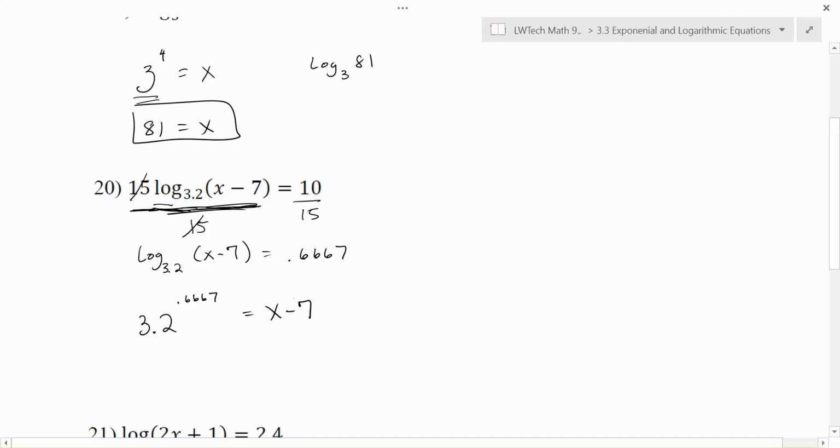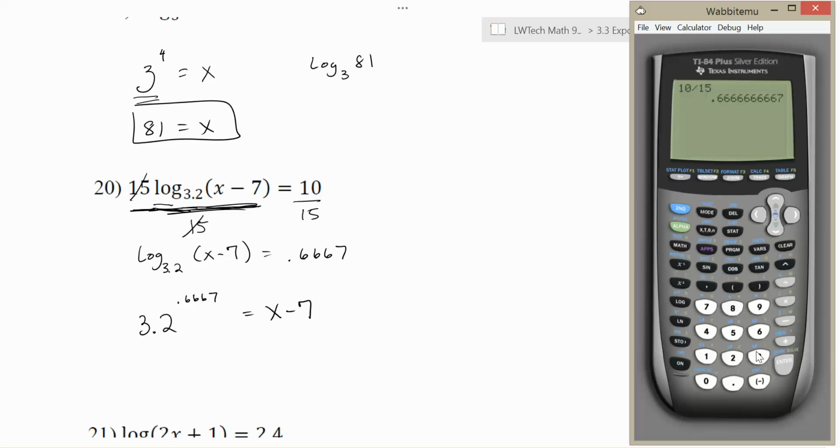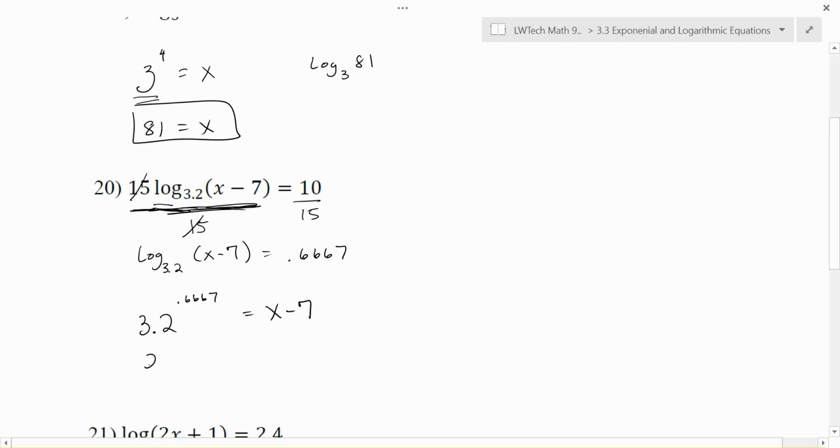On the left, I have 3.2 to the 0.6667 power. We can just go ahead and do that here, 3.2 to the 0.6667 power. And again, we might be off in the ten-thousandths position or something like that because of rounding differences. Here, that gives me 2.1716. And on the other side, I had x minus 7, which is what was located inside the logarithm here. The x is not quite by itself yet. There's a minus 7, so we just need to add 7 to each side. That will finish getting the x by itself and get me my solution of 9.1716.